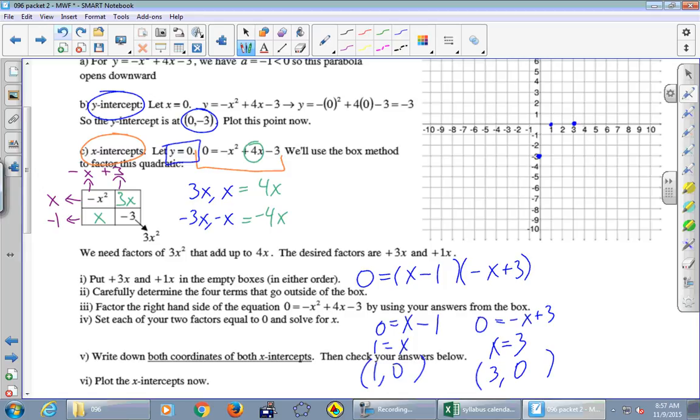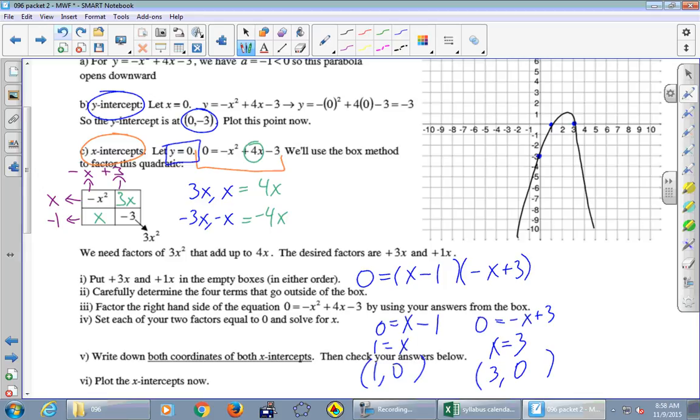Okay, the next thing we're looking for is the vertex. I'll draw this and then I'll erase it. But the vertex, remember, is either the highest or lowest point. In this case, it's the highest point. And that vertex lives smack dab in between the two x-intercepts. X-intercepts are at 1 and 3. Where's the vertex? 2.